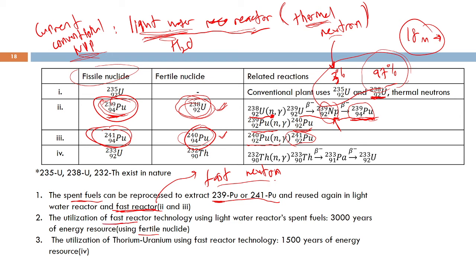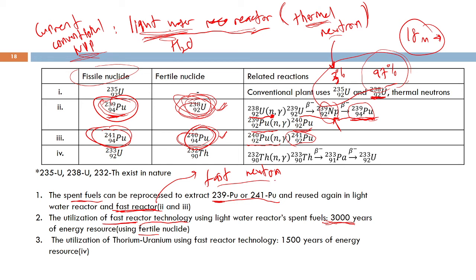So if you use the plutonium or the remaining uranium-238 in a fast reactor, you can actually guarantee the energy generation. It is expected that we can gain energy from fast reactor technology for approximately 3,000 years ahead.